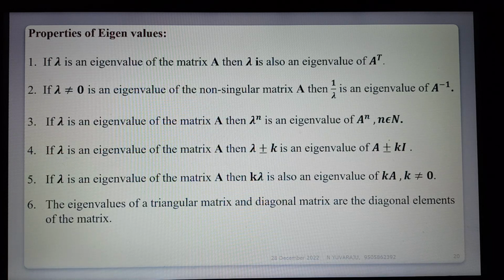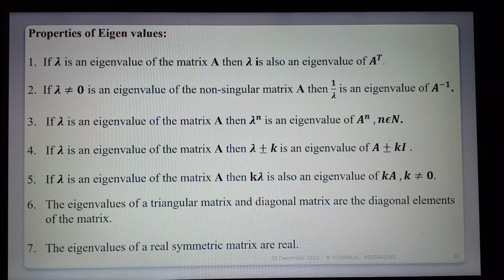Next one, the eigenvalues of a triangular matrix and a diagonal matrix are the diagonal elements of the matrix. Directly, for the eigenvalues of a triangular matrix and a diagonal matrix, only the diagonal elements are automatically the eigenvalues of that matrix.